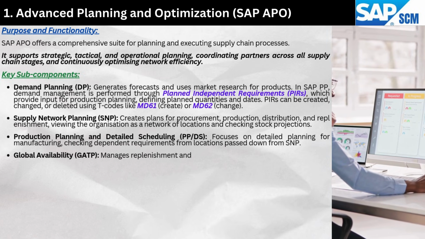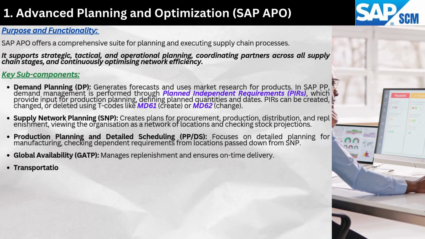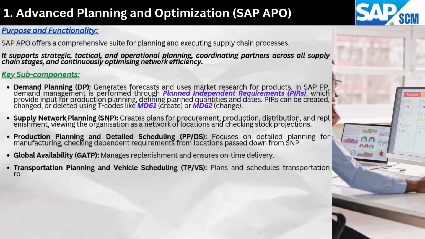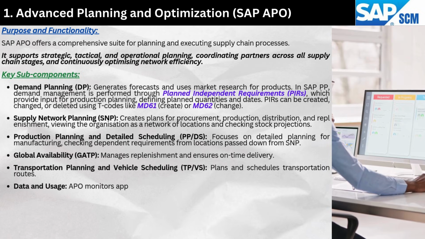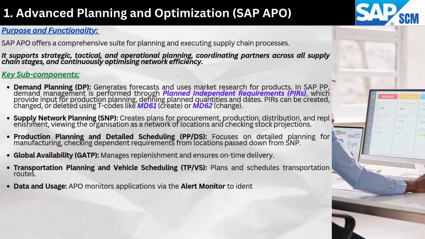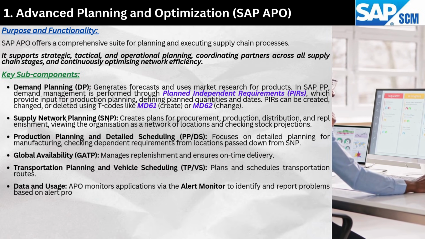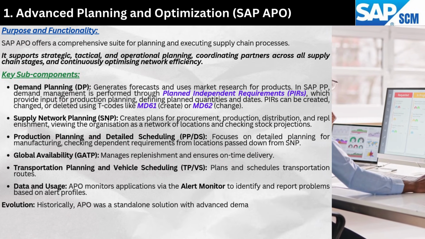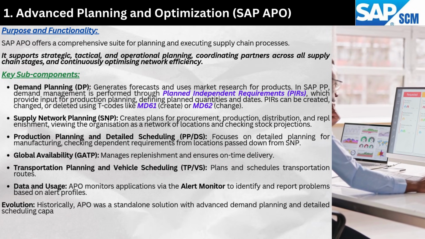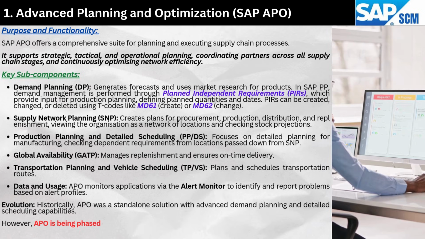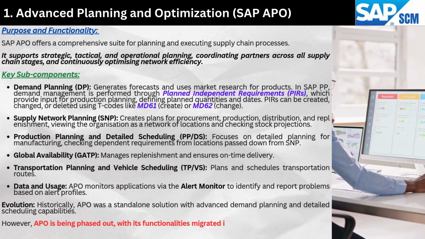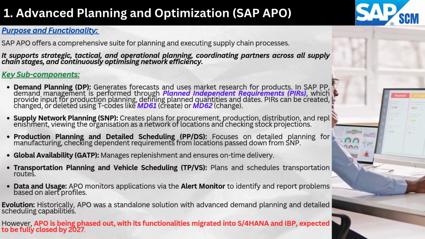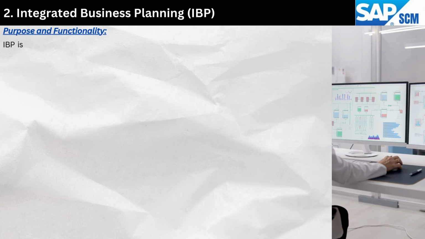Global Availability, GATP, manages replenishment and ensures on-time delivery. Transportation Planning and Vehicle Scheduling, TP/VS, plans and schedules transportation routes. Data and Usage. APO monitors applications via the Alert Monitor to identify and report problems based on alert profiles. Evolution. Historically, APO was a standalone solution with advanced demand planning and detailed scheduling capabilities. However, APO is being phased out with its functionalities migrated into S/4HANA and IBP, expected to be fully closed by 2027.